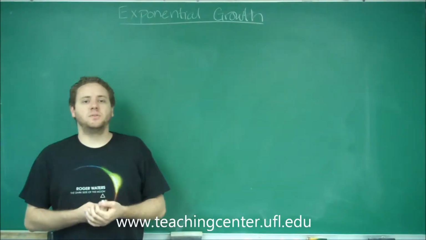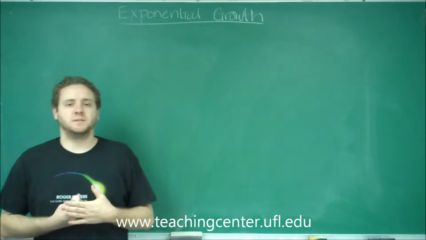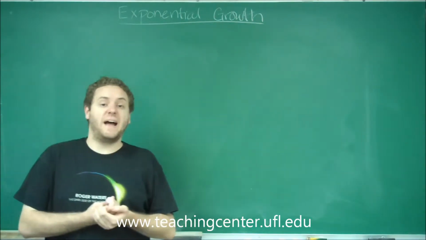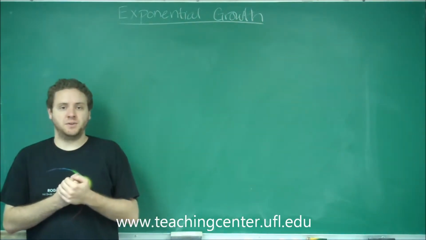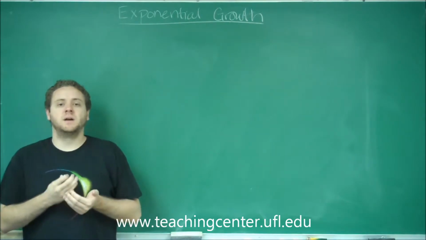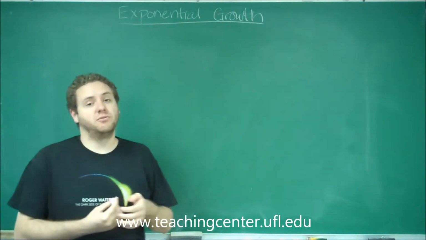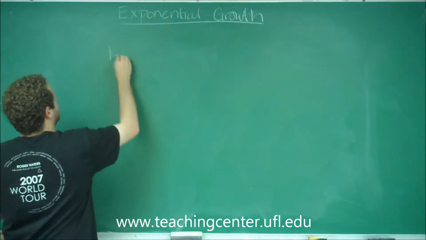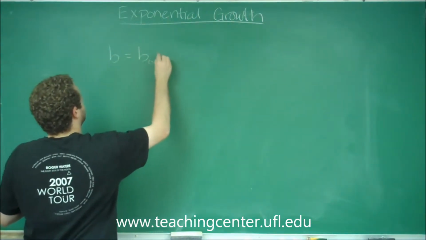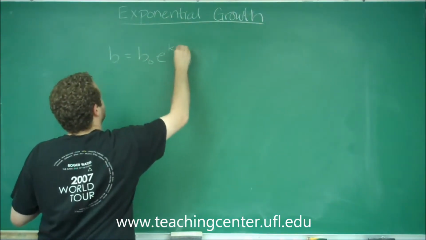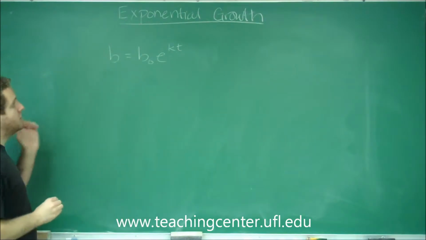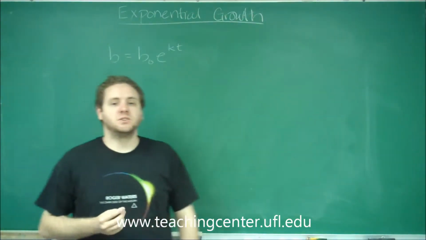So exponential growth is a model of how things grow at a much faster rate than linear growth. So what you're going to need to recognize most of all for this is just the general formula, which looks something like this. So let's just go over what each of these terms means.